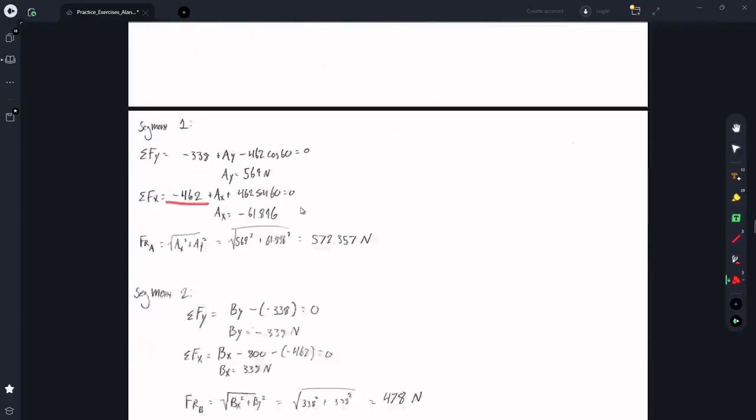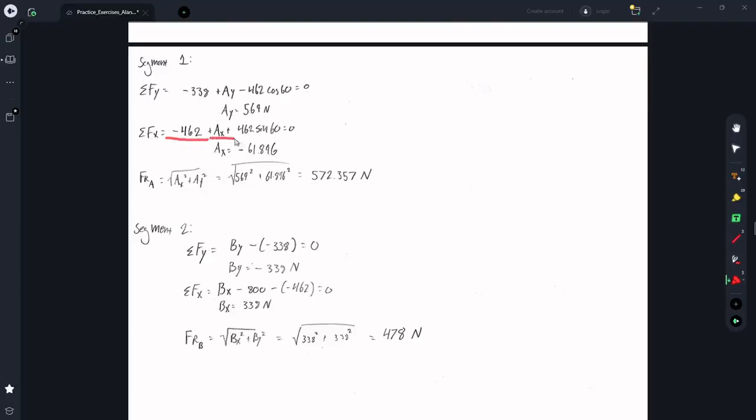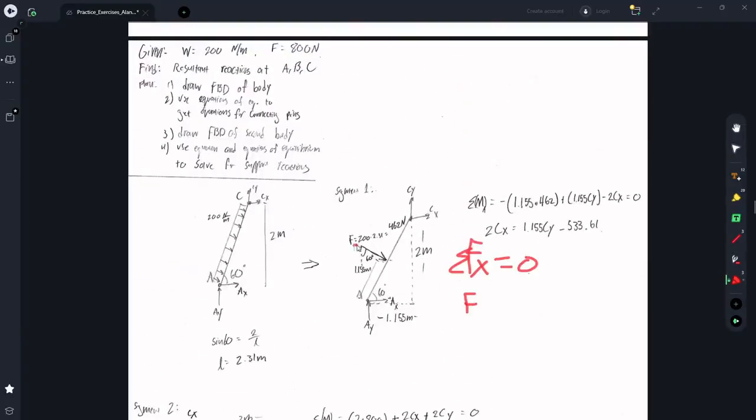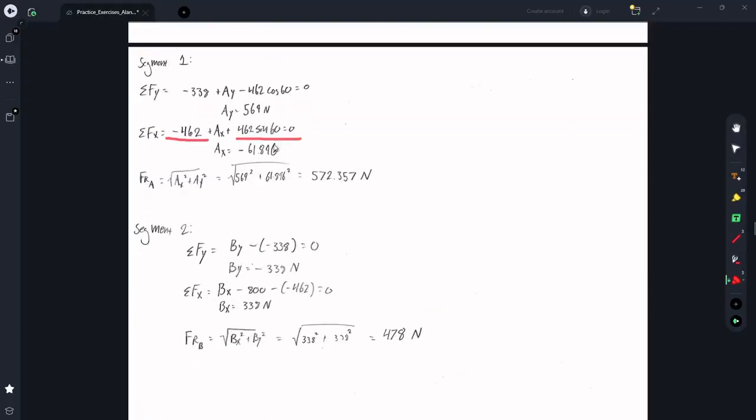support at CX that we found, plus AX, the support at A, and then the x component of the resultant force from the distributed load. Summing all those together, we get negative 61.896 newtons. And then the same deal, to get the resultant, we are just going to do the square root of the component squared. And doing that, I got 572.36 newtons.